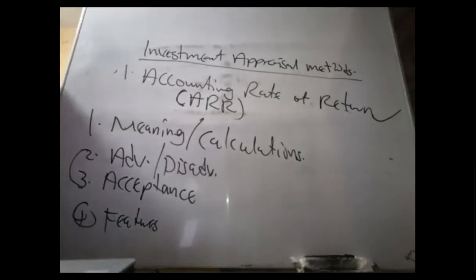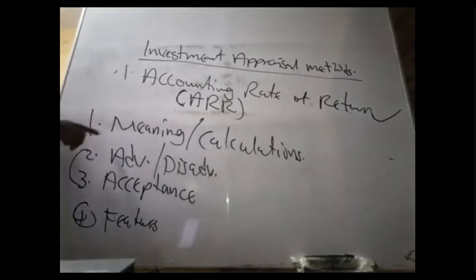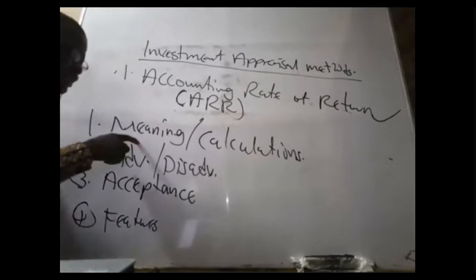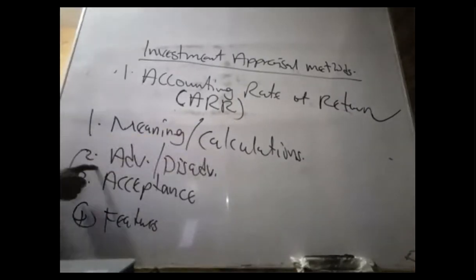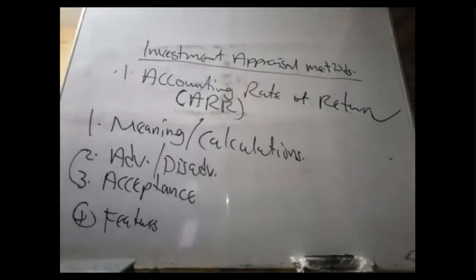So let's start from accounting rate of return. I'll go through like this and then we move on. Like I said, make sure that before we finish all the methods, you know this about them. If you don't know this about them, don't register the people. Okay, so let's start: meaning, calculation, advantages, acceptance, features. Put them together.